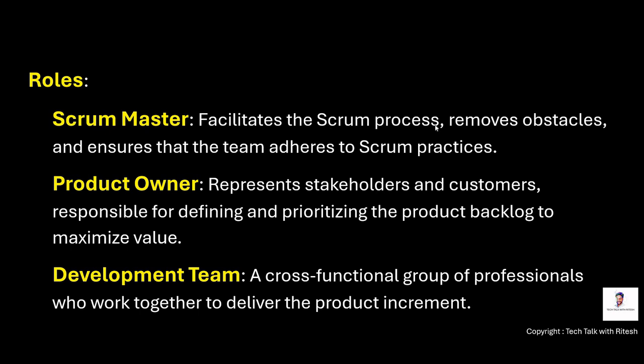A Scrum Master facilitates the Scrum processes, removes obstacles, and ensures that the team adheres to Scrum practices. So for example, if the development team gets any blocker because the requirement is not clear, or there is an external dependency, maybe the external vendor is not providing the API response, etc. So what will the development team do? They will reach out to the Scrum Master and tell him or her that this is the dependency we have. Now it's his responsibility to get those things resolved, right?